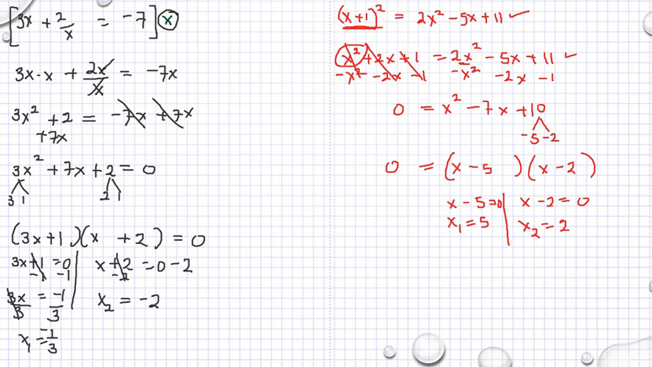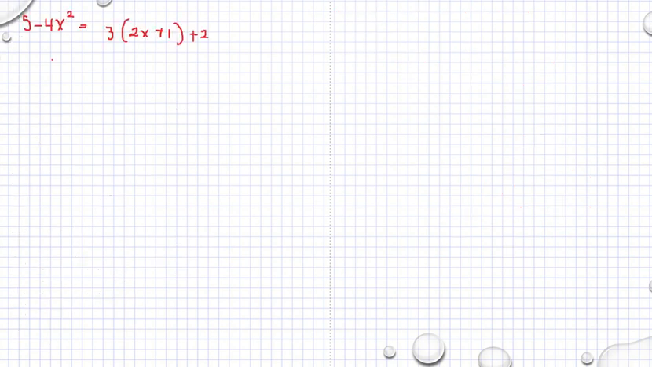More examples coming. Another example: 5 minus 4x squared is equal to 3 times (2x plus 1), and then plus 2. Okay, then we have to expand this one. We have 5 minus 4x squared is equal to 6x plus 3 and then plus 2.